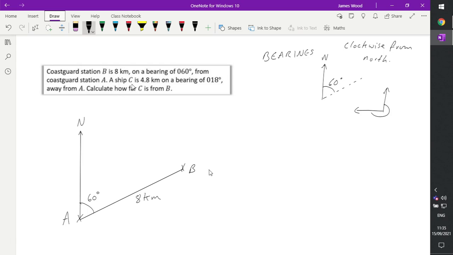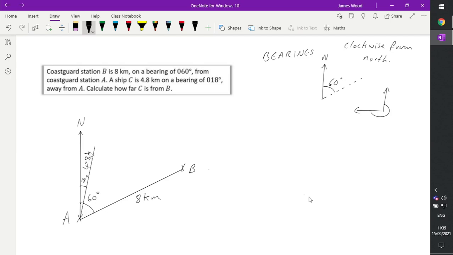A ship, C, is 4.8 kilometers on a bearing of 18 degrees away from A. Okay, so a bearing of 18, it's obviously going to be a much shallower angle. So maybe that's something like that. Okay, and the length is 4.8, so we'll pop that in there. So we know that this little angle in here is 18 degrees, and we know that the length is 4.8 kilometers.